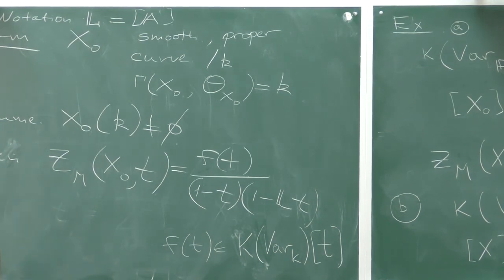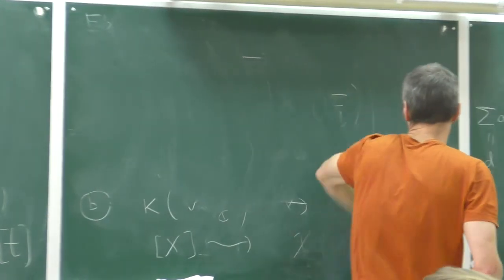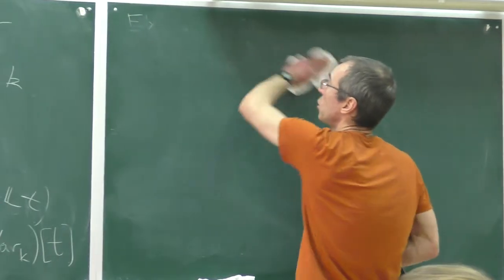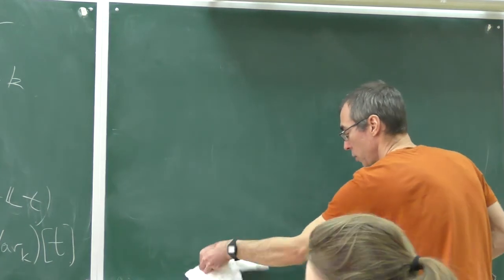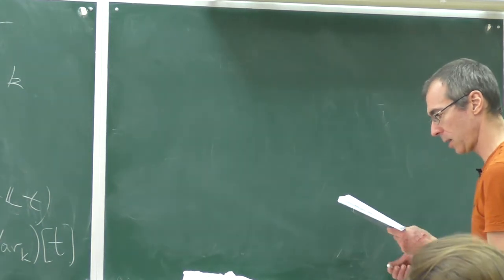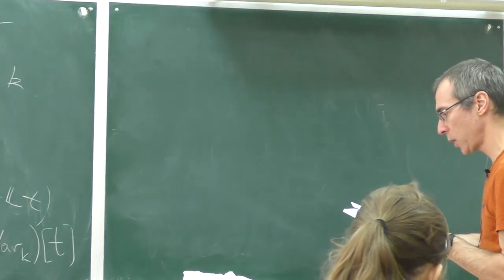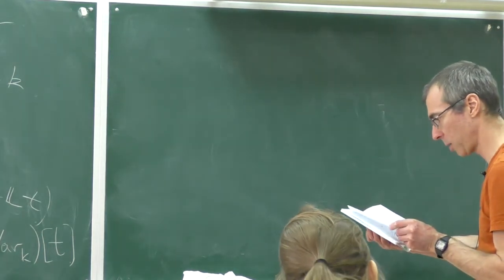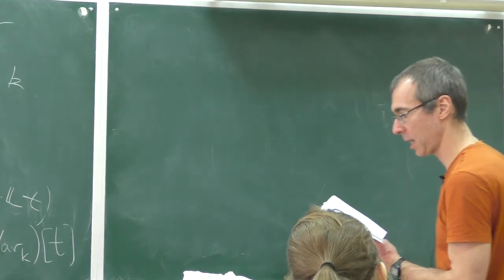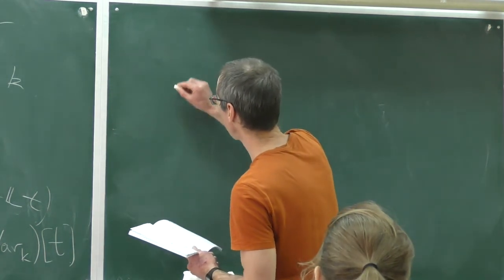So that's the statement, and now let me give a proof. The proof uses a little bit more algebraic geometry than the first proof. What I'll need is the most important fact about algebraic curves over any field. The most important construction is the Abel-Jacobi map. That's what I'm going to use. So what is the Abel-Jacobi map? I have two objects. I have the symmetric power of X0.